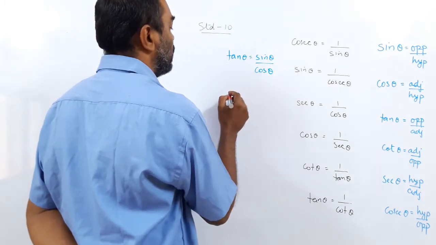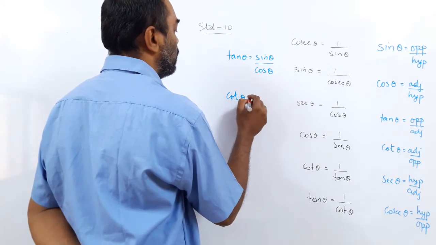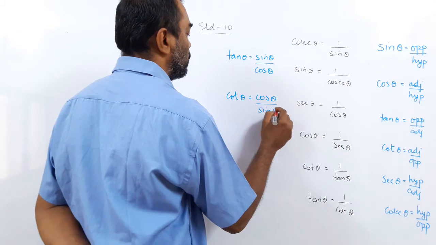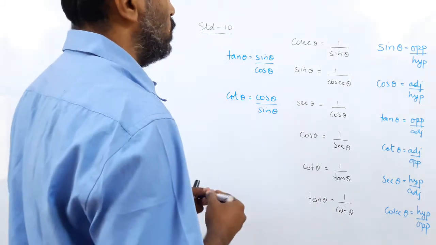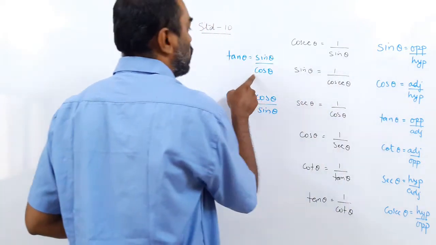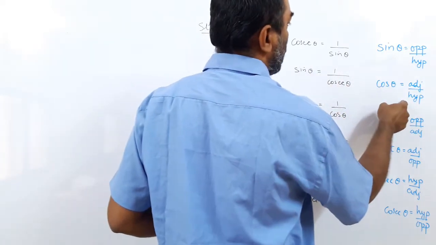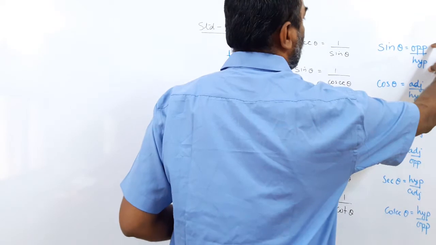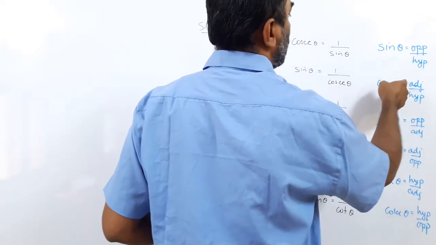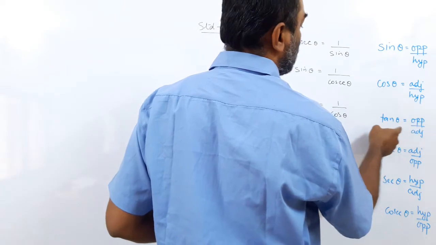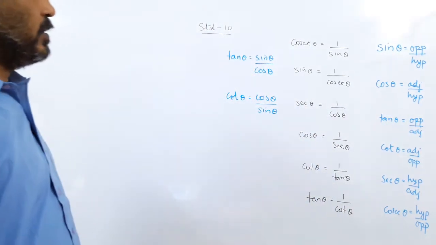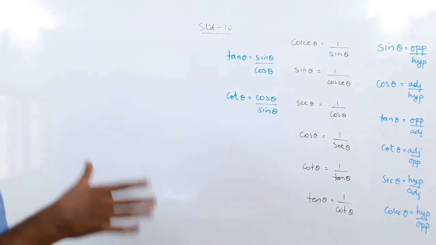You saw how I derived that, and cot theta equal to cos theta upon sin theta. So we have sin theta is opposite upon hypotenuse, cos theta is adjacent upon hypotenuse. So when you take sin upon cos, the hypotenuse gets cut off. What remains is opposite upon adjacent, but opposite upon adjacent is tan. So tan is sin upon cos, and cot is cos upon sin. So these are the formulas we derived.